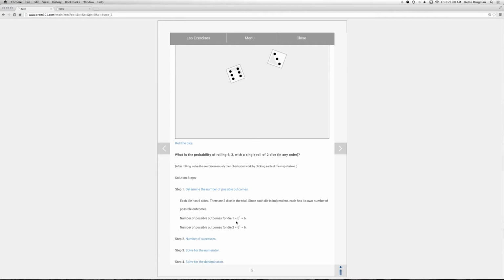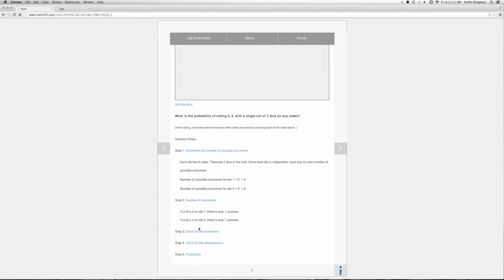So the number of outcomes for dice number 1 will be 6 raised to the first power, or 6, and it's the same for dice 2. Now we need the number of successes. To roll a 6 on dice number 1, there's only one way to do that. To roll a 3 on dice number 2, there's only one way to do that. So now what we've got to do is solve for the numerator.